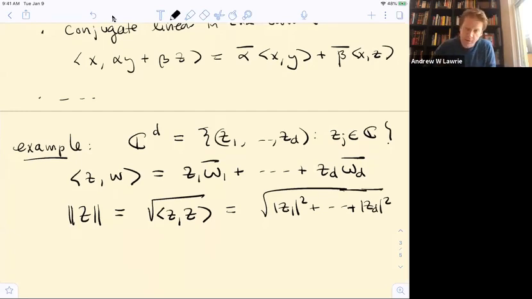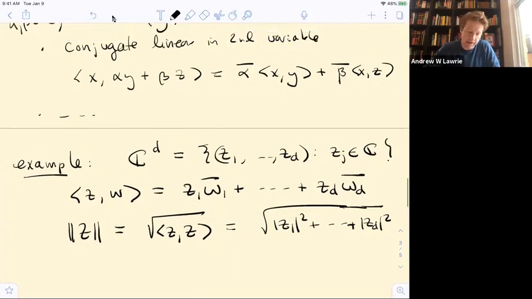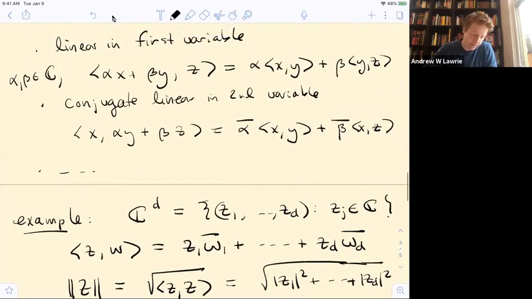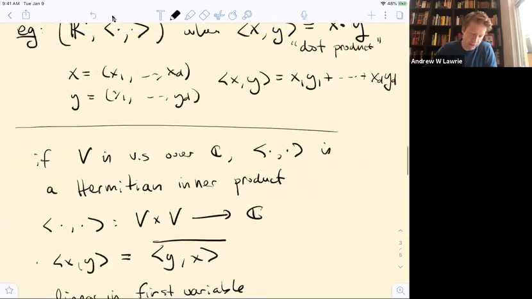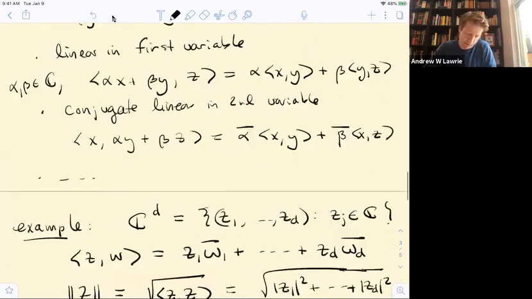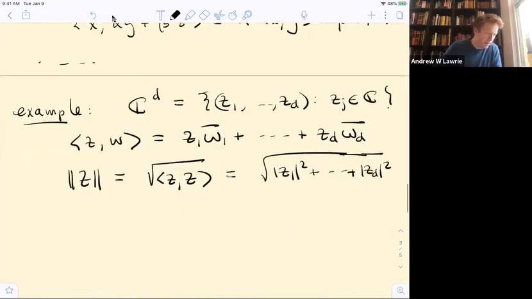So is everybody with me so far? I haven't done much. I've just made some definitions, the notion of inner product, and at least the first example should be familiar. So real Euclidean space with the dot product as the inner product. This is the complex dot product.